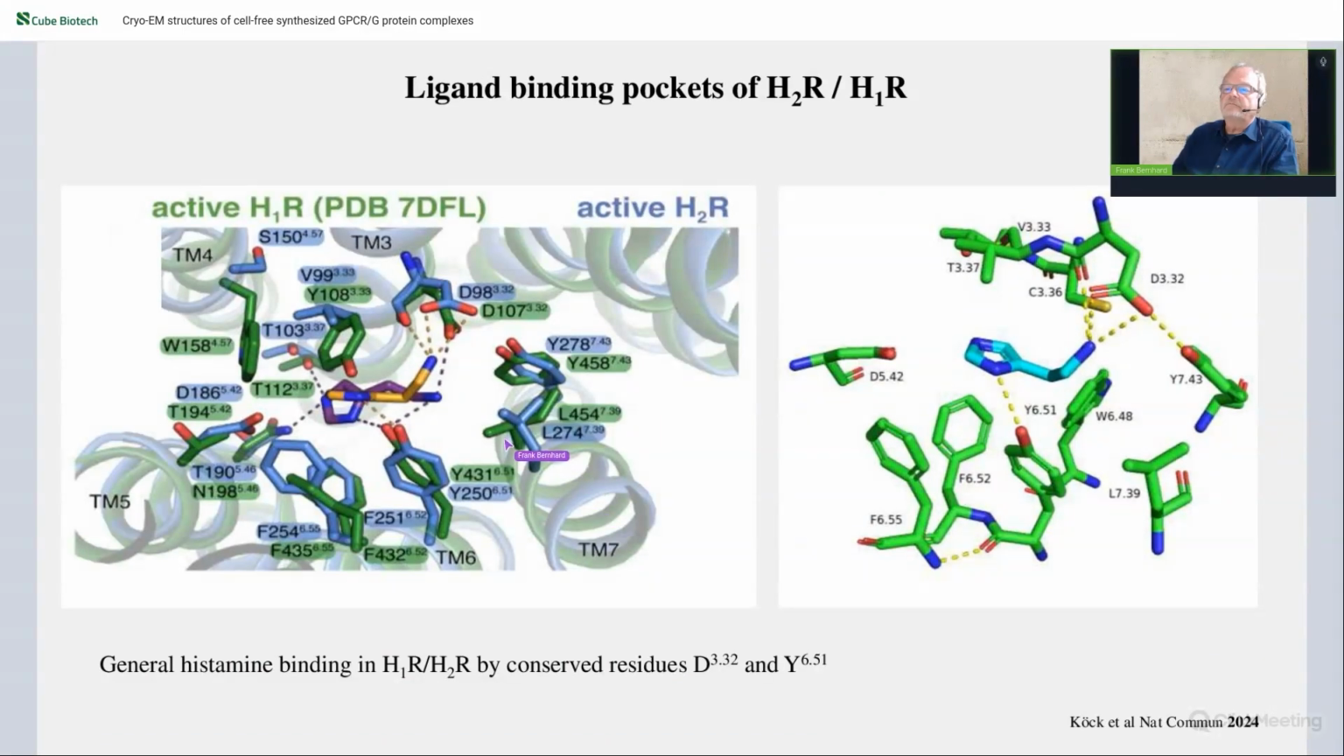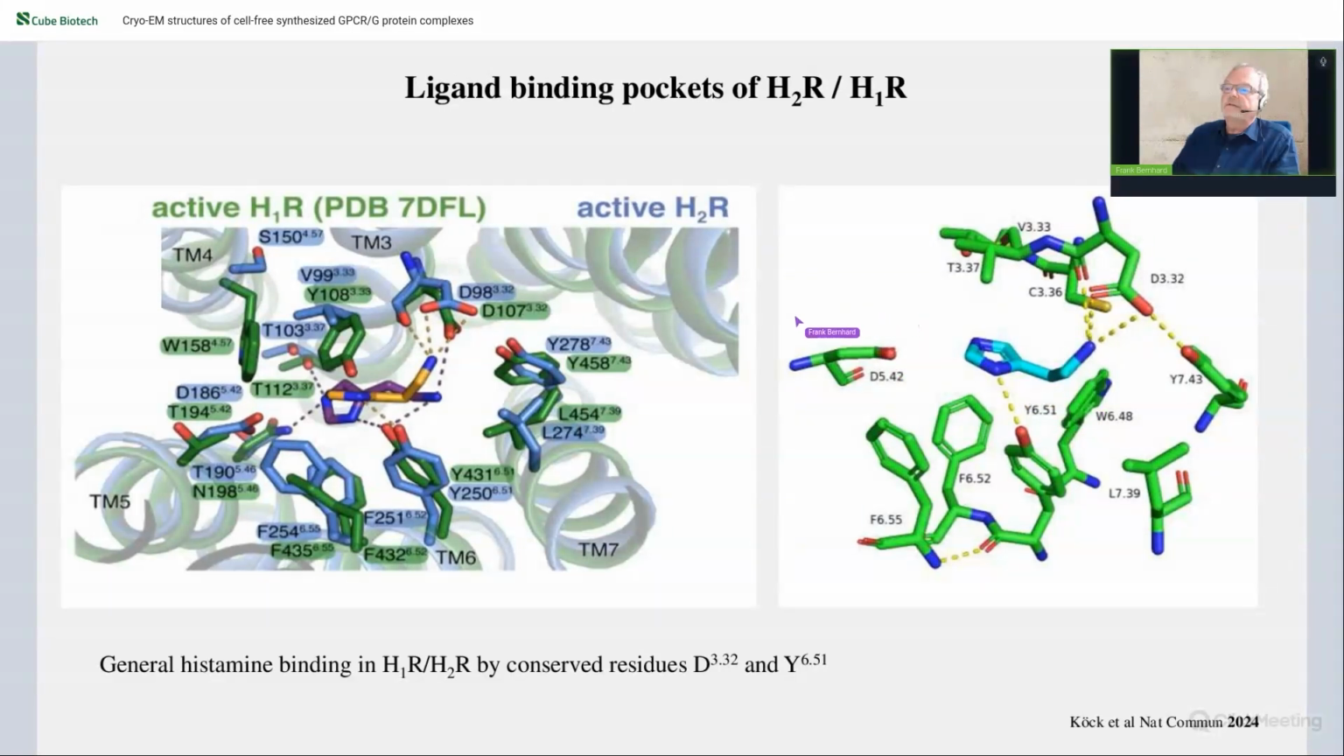The structure has some interesting details. I just show you one. We have 4 histamine receptors. All 4 recognize histamine, in addition to a variety of receptor-specific ligands. So histamine was known. It is coordinated by TM3 and TM6 by highly conserved residues. Also, these residues coordinate the histamine in the histamine 2 receptor.